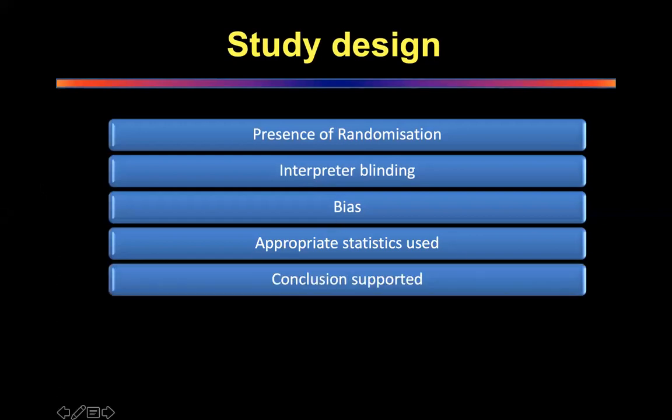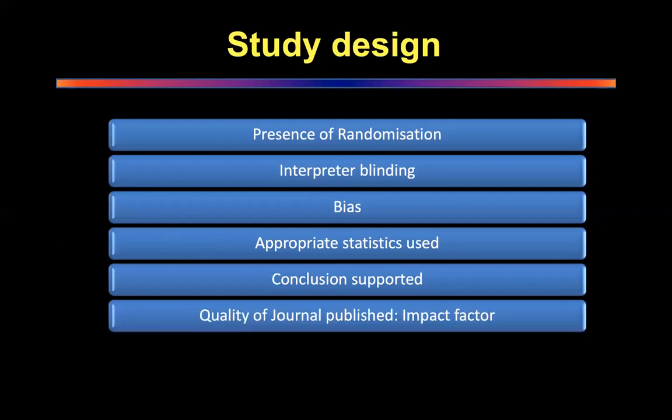You have to look at whether the conclusion that the study came to is actually supported by other studies in the literature. It's very important that it is a supported conclusion, not something crazy. Then you've got to look at the quality of the journal in which this study was published, because impact factor matters. If you're published in a good journal, there is a chance that your study is of good quality, because the rigor of selecting a study is higher in journals with higher impact factor.